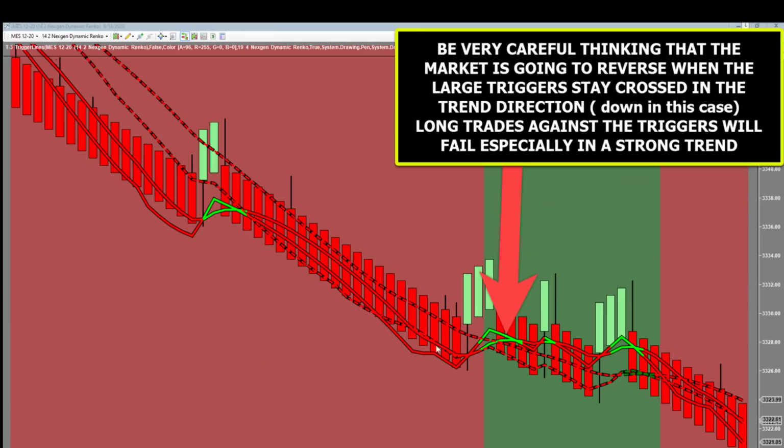One of the other things that people will do sometimes is they'll try to be the first one to go long or short. Be very careful in thinking that the market is going to make a bottom unless you see a really strong trigger line push the other way. So sometimes the small triggers will get above the large triggers, but if they're still crossed down, traditionally the market's not going up yet. And you can see they tried to go up, and they tried to go up, and they tried to go up.